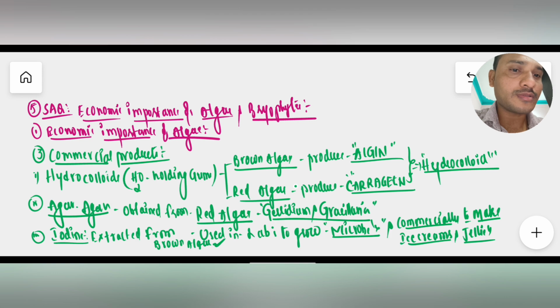Remember three. Algae have environmental and food chain importance, they also have direct human use, and they also have commercial product use. We need to write all these uses or importance of algae. Now we'll discuss the economic importance of bryophytes.